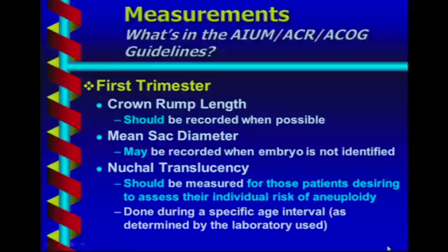In the first trimester, the guidelines say that the crown rump length should be recorded when possible, and the mean sac diameter may be recorded when the embryo is not identified. A little difference between those, the should and the may, and I'll get into those during my talk. The nuchal translucency, they say, should be measured for those patients desiring to assess their individual risk of aneuploidy.